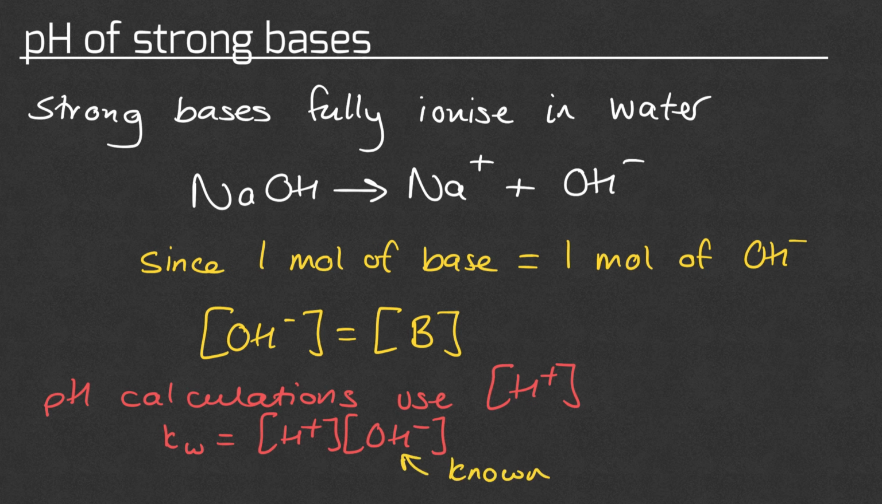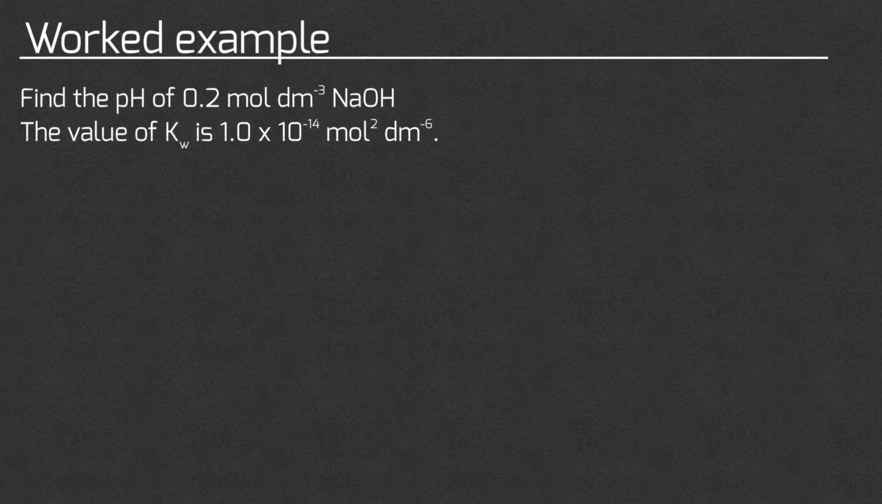We can work out the concentration of hydroxide ions from the concentration of the base. Kw is a constant, so for example at room temperature it's 1 times 10 to the minus 14. So therefore we can calculate the concentration of H+, and then just use it in the equations like we have done over the previous few examples. So let's look at this in practice.